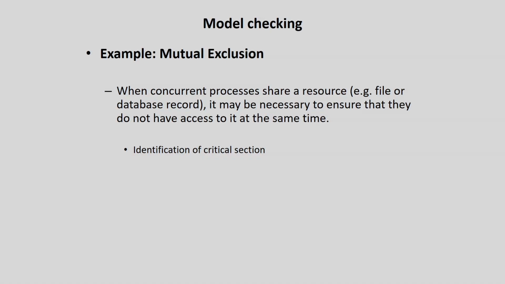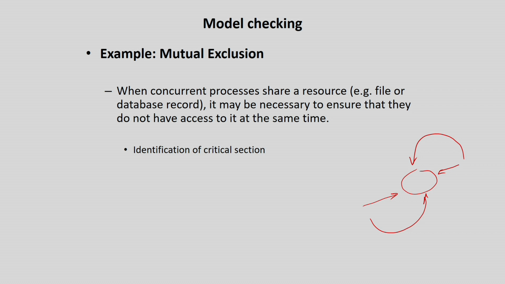So, when concurrent processes share a resource, for example, a file or database record, it may be necessary to ensure that they do not have access to it at the same time, because if this is a shared resource accessed by these two systems, then some of the updates done by one may be overwritten by the other one. So, to achieve this we have to assure it, and mutual exclusion is one of the protocols through which we can assure this.